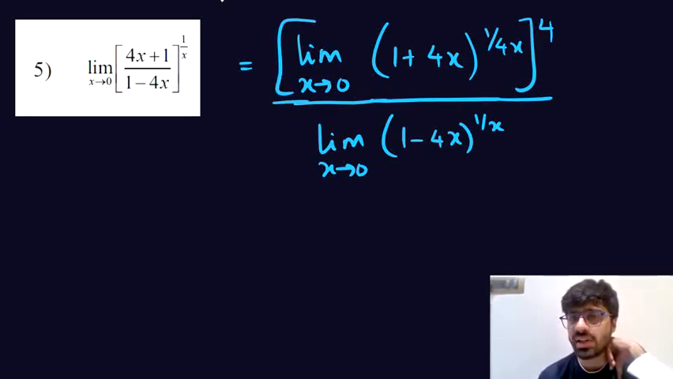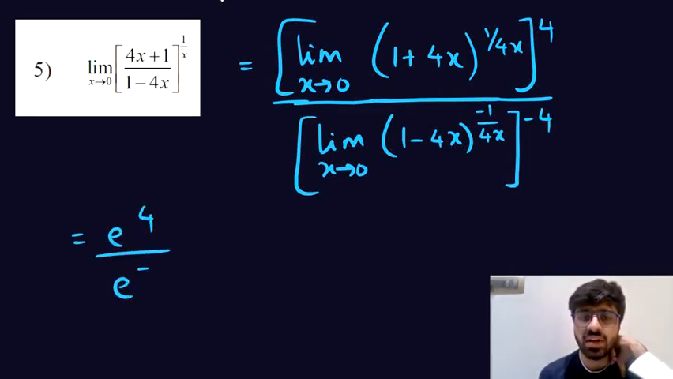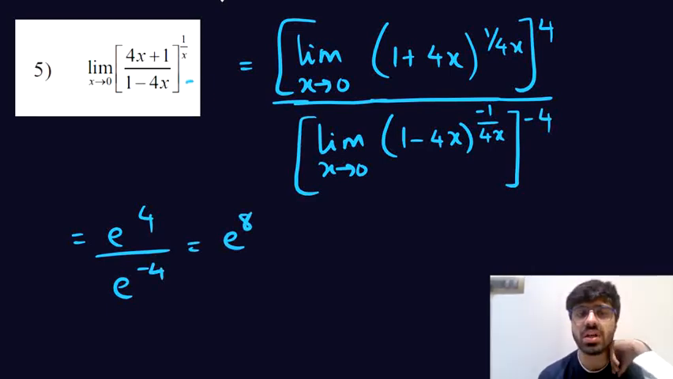So we have this entire expression here. Similarly, we will write the power here as minus 1 upon 4x. To balance the minus 4 that we have introduced, we will multiply it with minus 4. So that minus 4 becomes the power of the entire bracket here. And finally, we have the value of the full expression as e power 4 divided by e power minus 4. This will be e power 4 minus minus 4, that is e power 4 plus 4, which is equal to e power 8, and that's the value for the fifth question.